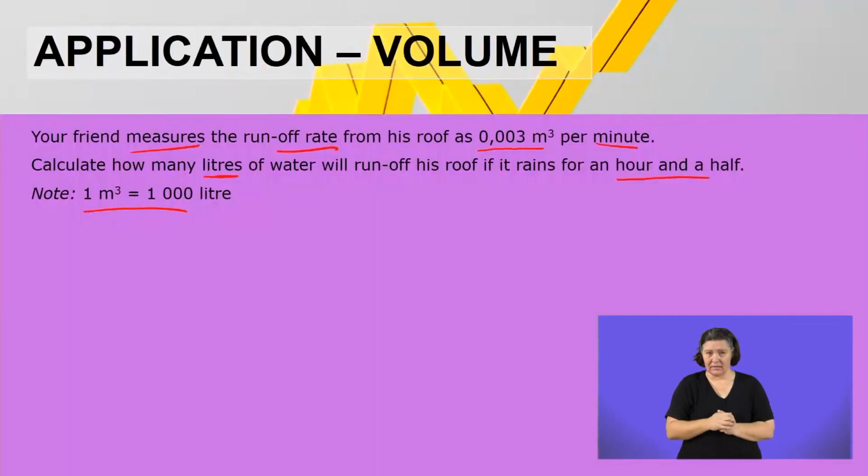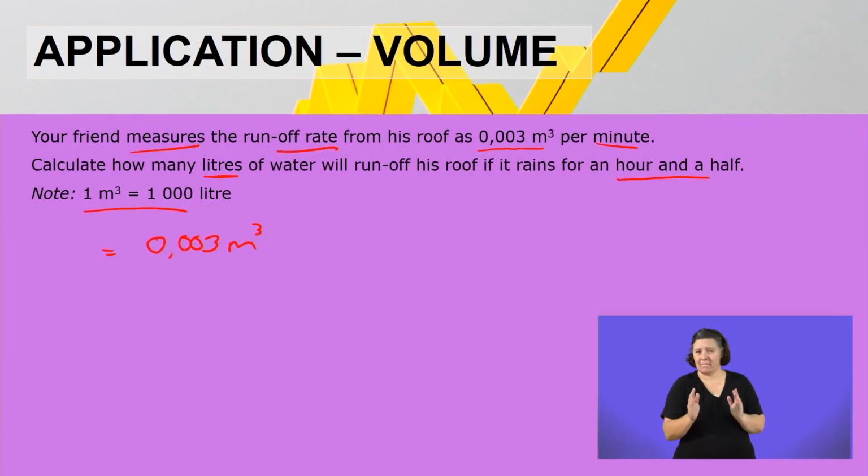So a little note is given to us as well. 1 cubic meter equals 1,000 liters. So where do we start? So first of all, I'll say 0.003 cubic meters. That's how many I have. And I'll first see, okay, per minute. So I want to know for this entire time how many cubic meters will run down. Okay, so I'll say 1 hour and a half. That will give me 90 minutes. Right, so I'll say 0.003 multiplied by 90.